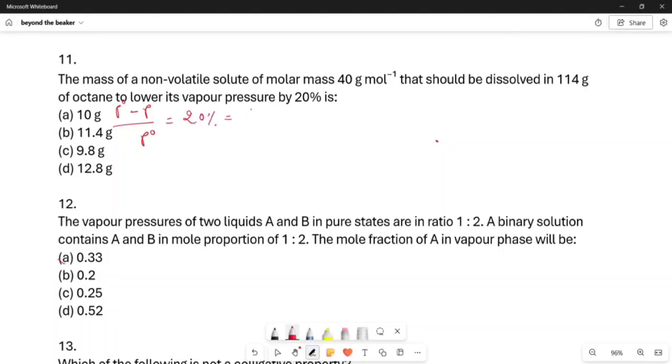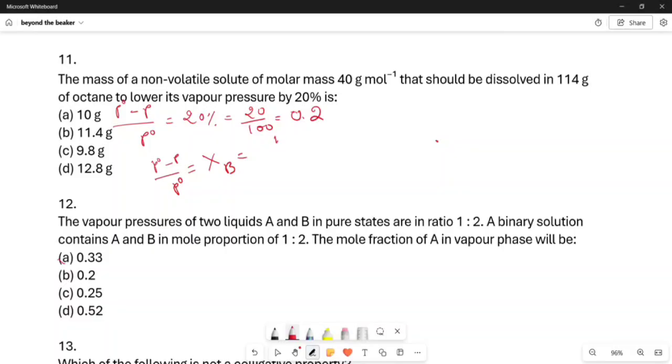20% means 20 divided by 100, that is 0.2, that is the relative lowering of vapor pressure they have given. By using this we have to calculate the mass of non-volatile solute. We know that the relative lowering of vapor pressure, P naught minus P divided by P naught, is equal to the mole fraction of the solute. Mole fraction of the solute is equal to XB.